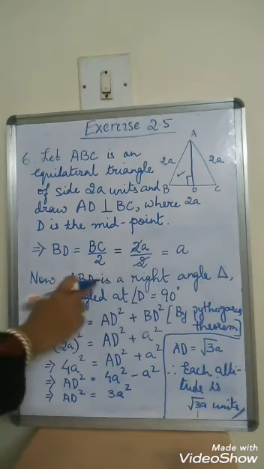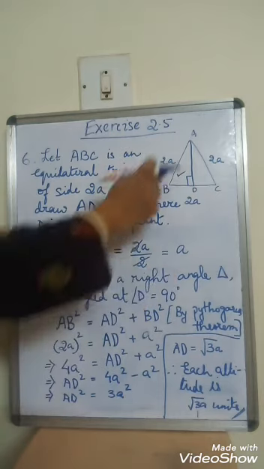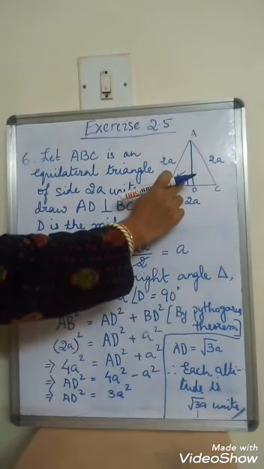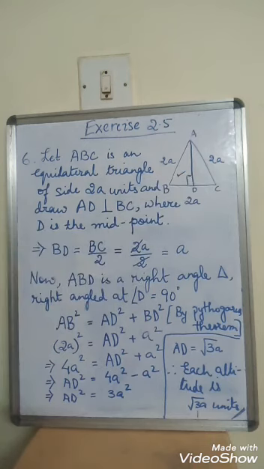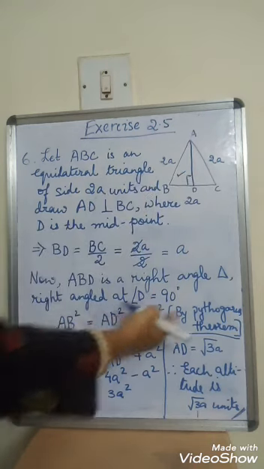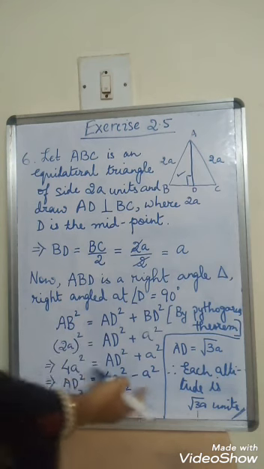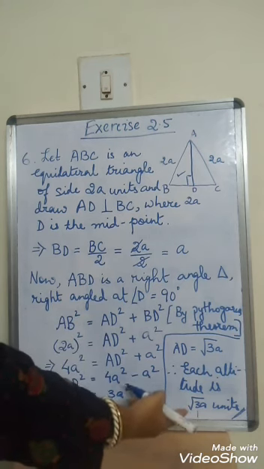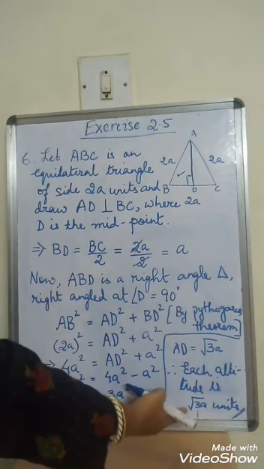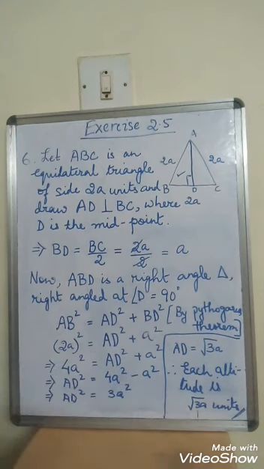Now triangle ABD is a right angle triangle and it is right angle at angle D, that is 90 degree is here, right? 90 degree is here. So now by applying the Pythagoras theorem, we have got the altitude. What is the altitude? Each altitude is root 3A units, right? So next we come to question number 7.